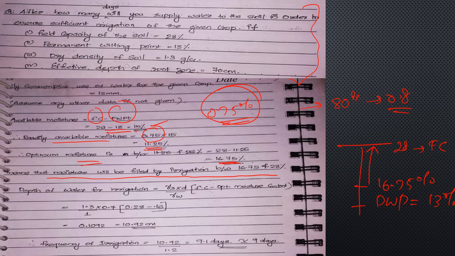So now we have to find out the corresponding depth of water, that is gamma s into d by gamma w into Fc minus optimum moisture content. That is Fc is 0.28 and optimum moisture content is 0.1675, that is 0.16 approximately. 1.3 is the unit weight of soil, 1 is the unit weight of water, 0.7 is the root zone depth. So you will be getting the depth of water as 10.92. So frequency of irrigation is 10.92 divided by consumptive use, it is 1.2, that is equal to 9.1 days. That is approximately taken as 9 days.